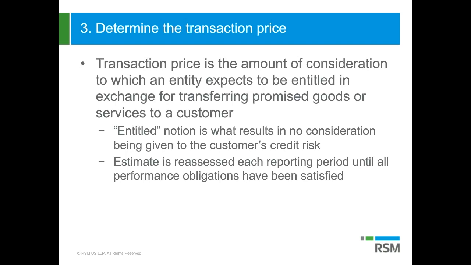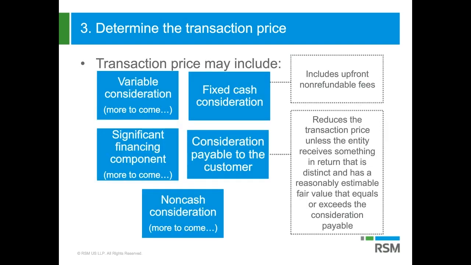So what goes into transaction price? What could be the components? We've listed out 5 potential components here on the slide. The first one would be fixed consideration. So fixed cash consideration, the amount you're going to receive per the contract if you perform as required. This could include upfront non-refundable fees.